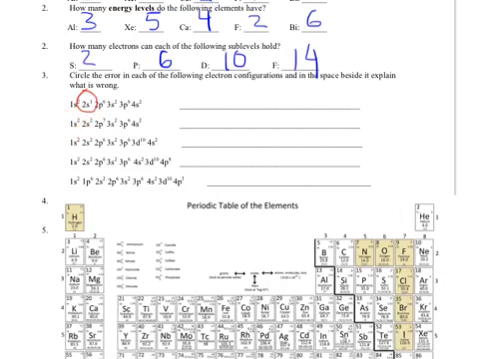Let's try the next one. 1s2, no problem. 2s2, no problem. After the 2s2, we come over here and we put in the 6p electrons, but look what we put here. We can't have 7 p electrons. There's only 6 of them. Try the next one. 1s2, no problem. 2s2, no problem. 2p6, no problem.